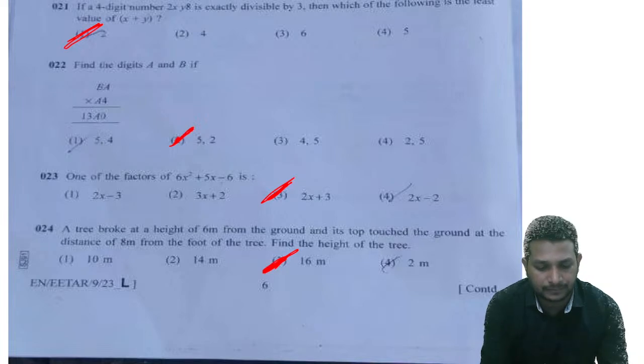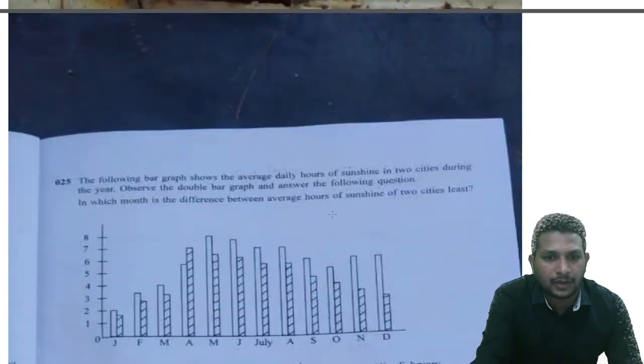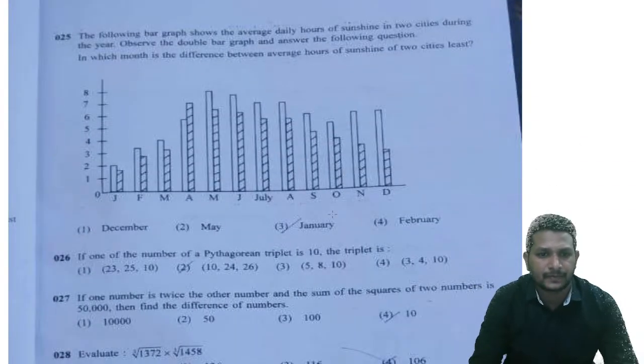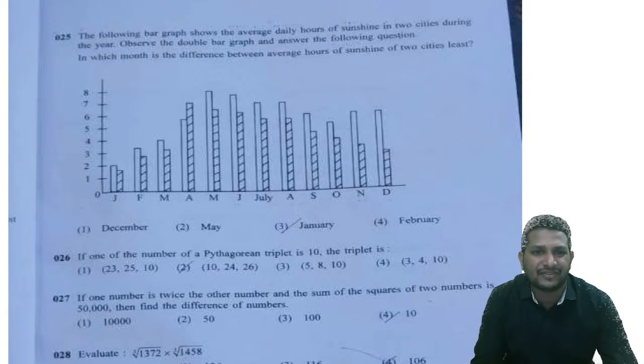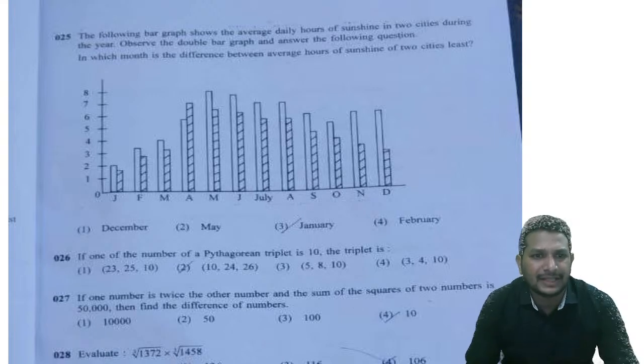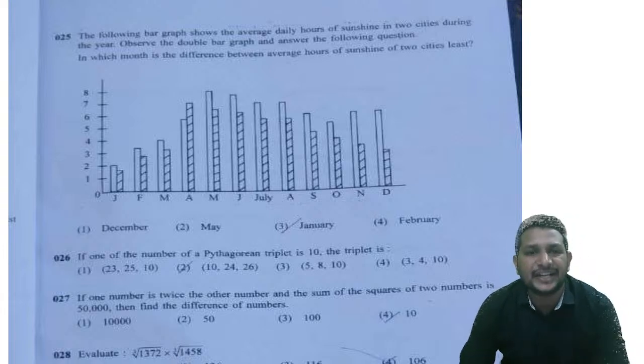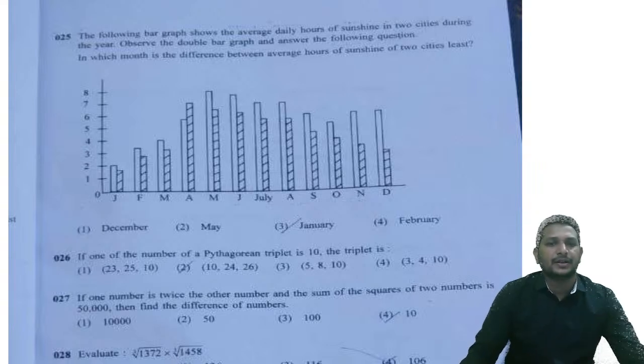Okay. Next. Question number 25. Over here in the 25th question they gave a graph, right? The bar graph, histogram, pie chart, those related graphs are there in data handling. So they gave a graph here. In this, they gave the data related to the average daily hours of sunshine in 2 cities. And they gave different months.